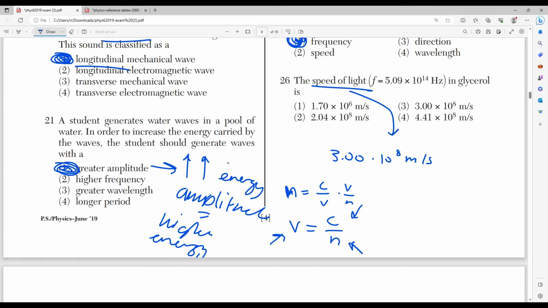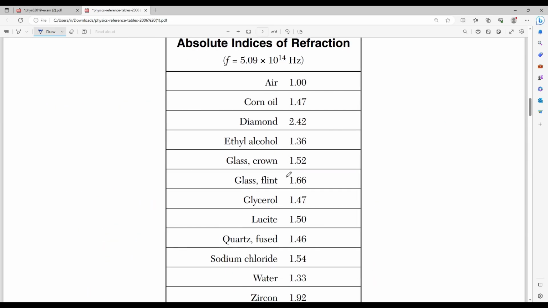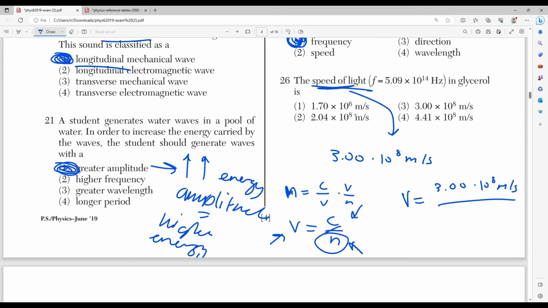So your velocity, or your speed of light in glycerol in a medium, is equal to c over n, right? c is equal to 3.00 times 10 to the power of 8 meters per second. And we're going to divide the speed by our index of refraction, right? Which we can see in this table of absolute indices of refraction. We're talking about fused quartz, which is 1.46, right? So here we have 1.46. So 3 times 10 to the power of 8 divided by 1.46 is going to be choice number 2, right?